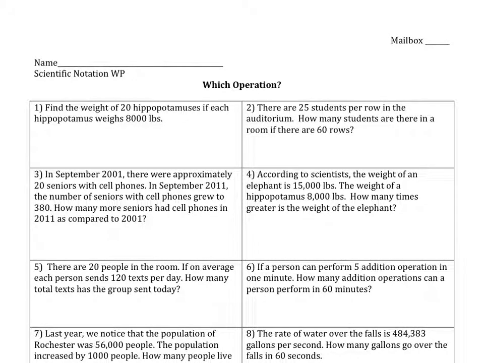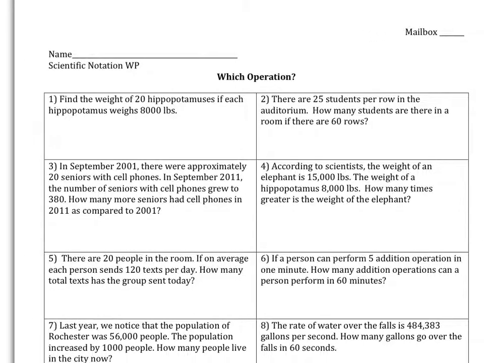Okay, so we're going to review scientific notation word problems and how to figure out which operation you're using. So when you look at question number 1, it says find the weight of 20 hippopotamuses if each hippopotamus weighs 8,000 pounds. So they're telling you that one hippopotamus weighs 8,000 pounds. How many do 20 of them weigh? So what we're going to do to find out how much 20 of them weigh is we're going to multiply.